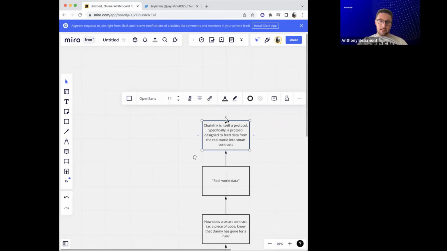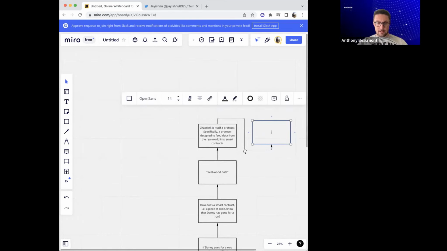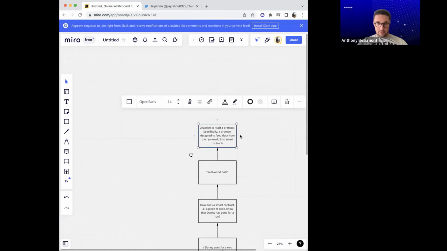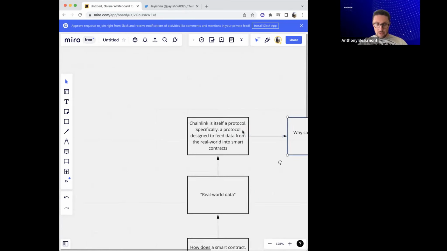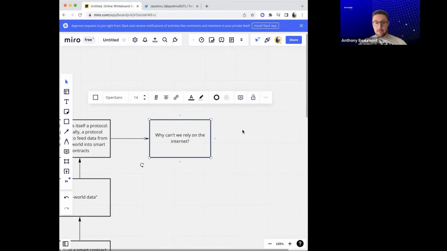Now you might be saying, well, why can't we just rely on the internet? The problem with the internet is that if you had a smart contract which looked at Wikipedia and said, okay, let's say a sports result. If this sports result happens, do that. Well, perhaps if I compromise the source of the data, the source of the website in some way, I could then compromise the smart contract. It therefore has a centralized point of failure. We're trying to avoid that.